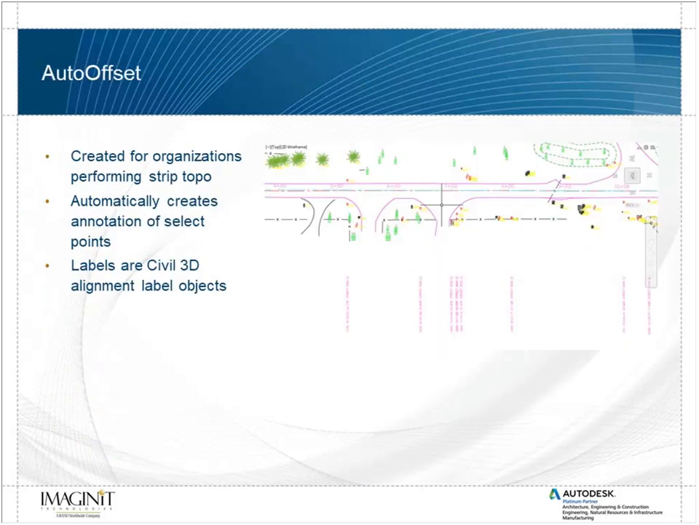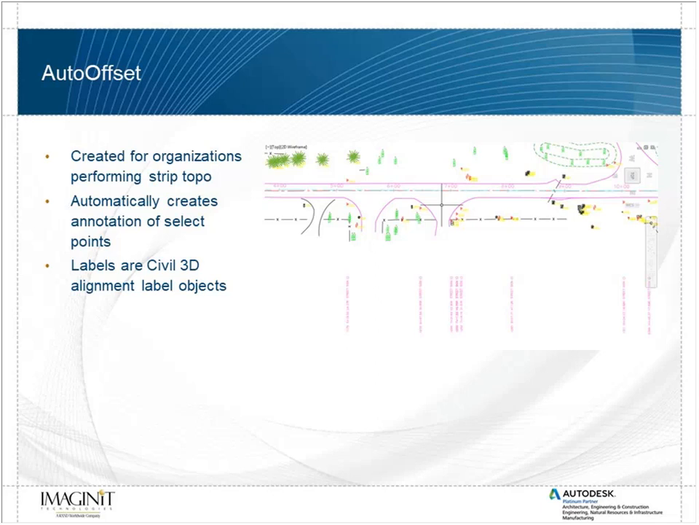So with that, my idea is to talk about these just a little bit, and then we'll jump right into them. Auto offset is a tool that was originally created for organizations that perform strict topo. I need to topo everything within a particular right-of-way or a width, and then annotate and call that information out, either on the top of the screen, the bottom of the screen, et cetera. This particular tool aids in the labeling process of the information being called out.